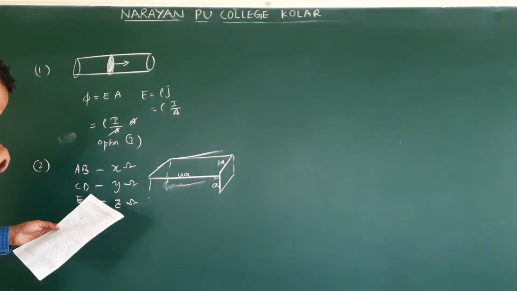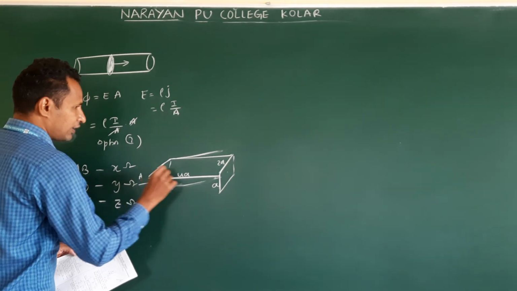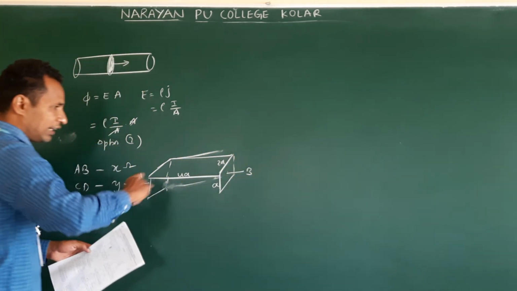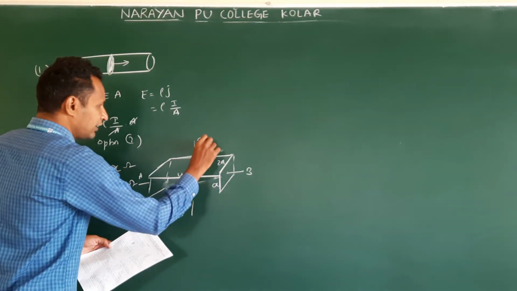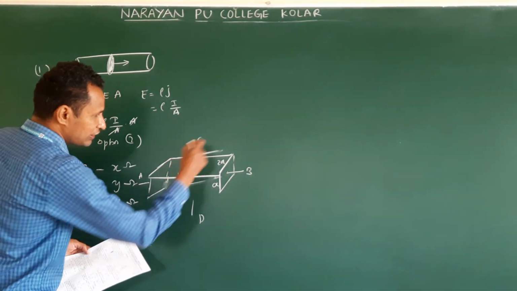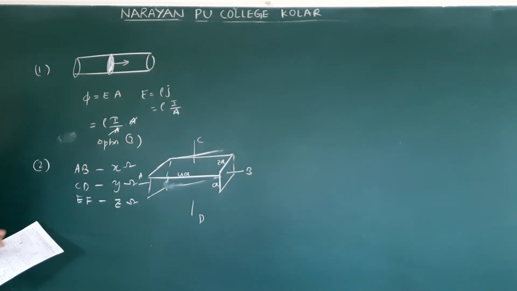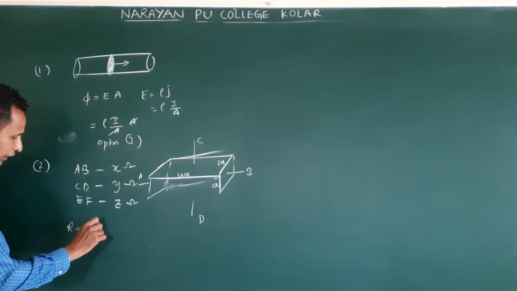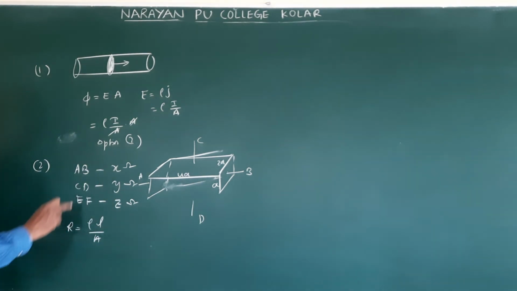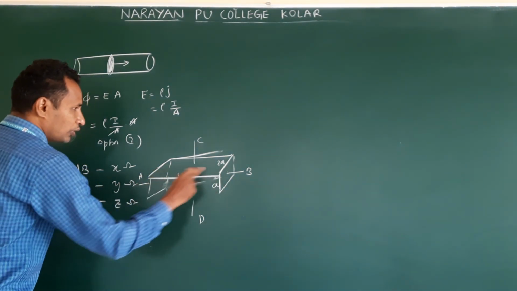A and B along the length. Next, up and down, CD, and the remaining face, this face and the outside face, they gave EF. Then they are asking the order of the resistance. What is the resistance formula? R is equal to rho L by A. This we follow. Along AB they mentioned. Along AB means this. Okay?